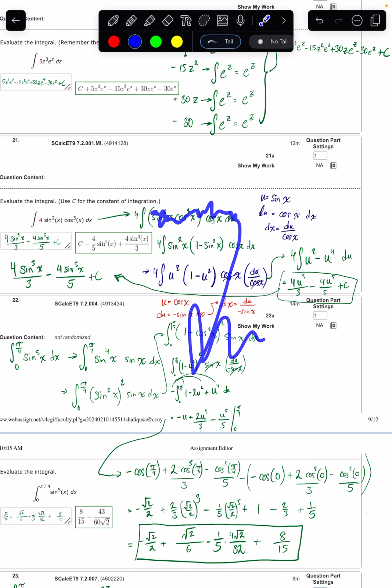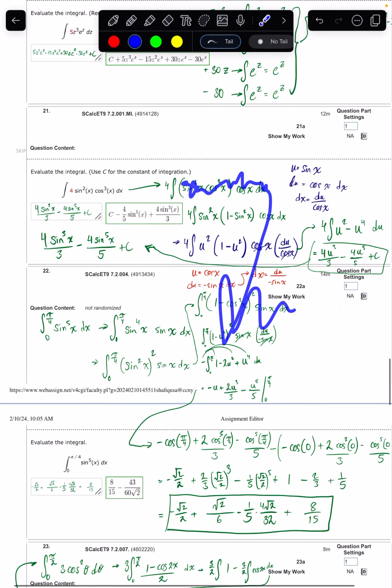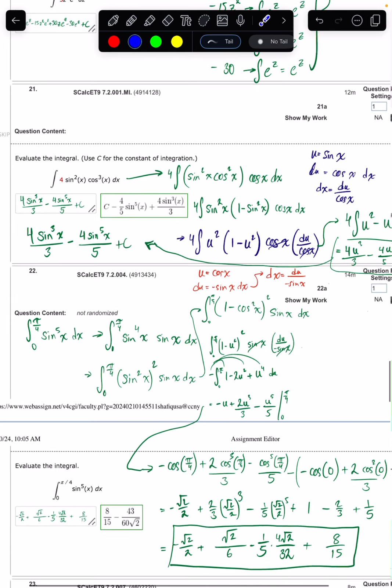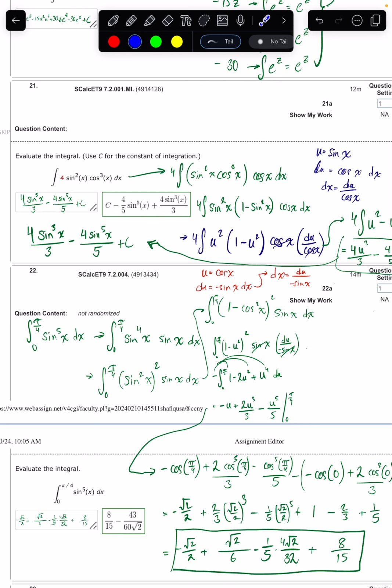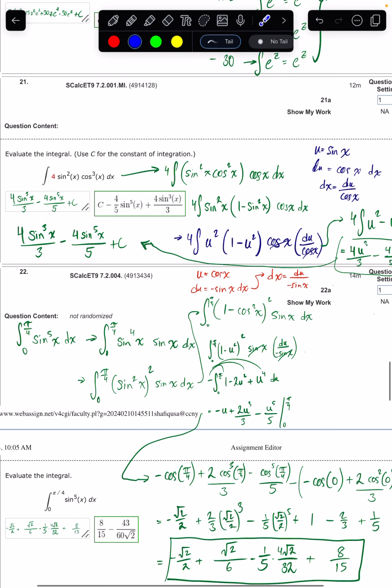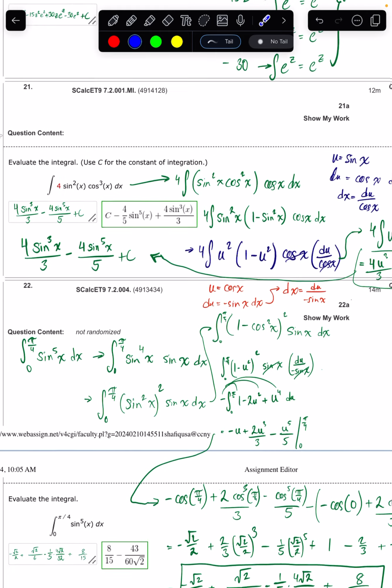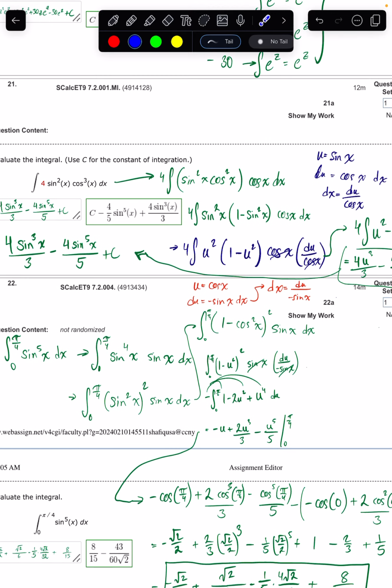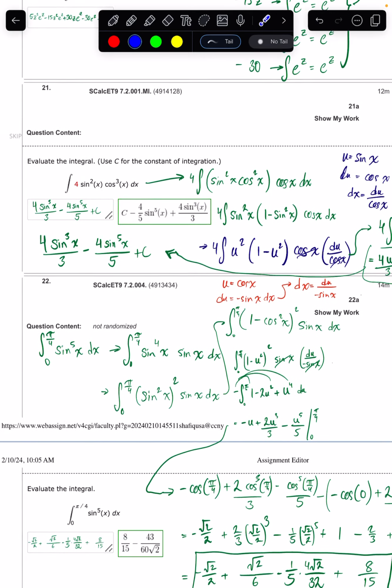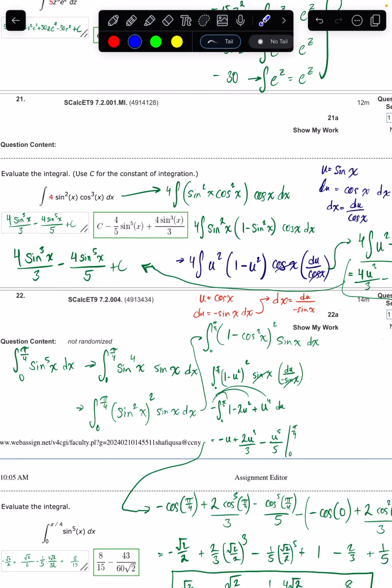Alright, 21. 4 times sine squared times cosine squared. Okay, this one again is a lot of trig substitution and stuff. You can obviously bring out the constant over here, right? Bring out the 4.